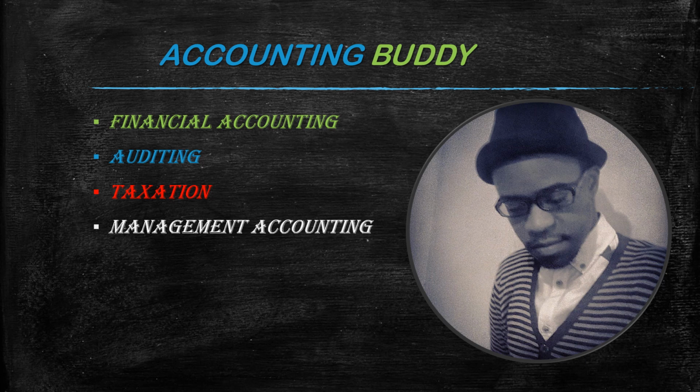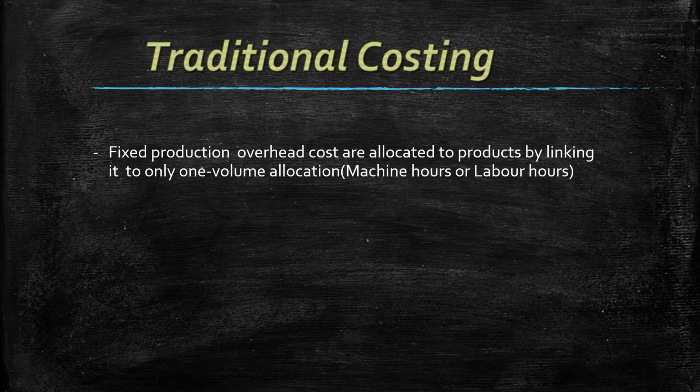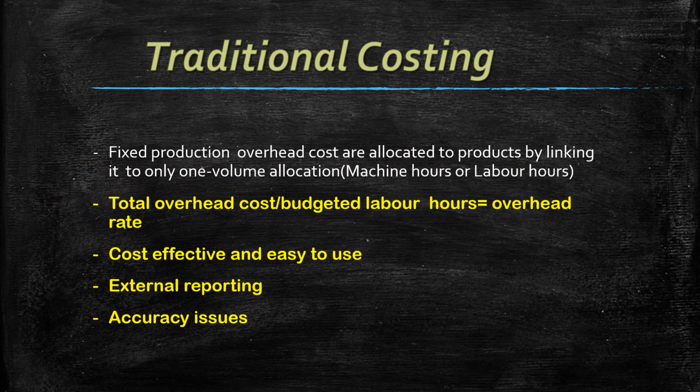Now, today we're going to be looking at a very important topic in the cost accounting area, which is traditional costing and activity-based costing. We're going to start off with traditional costing. A traditional costing system usually allocates fixed production overheads based on one volume-driven allocation, which is your machine hours or your labor hours. So we're going to add all the manufacturing overhead cost, have one total number, and divide it by machine hours or your labor hours.